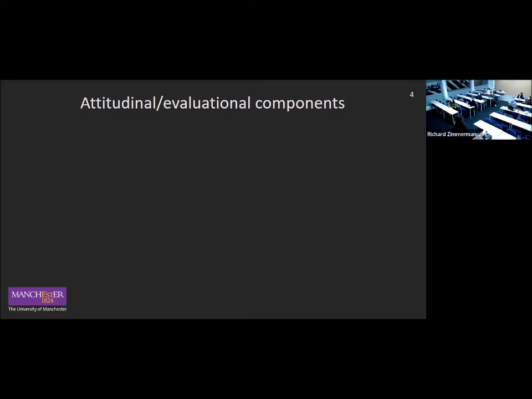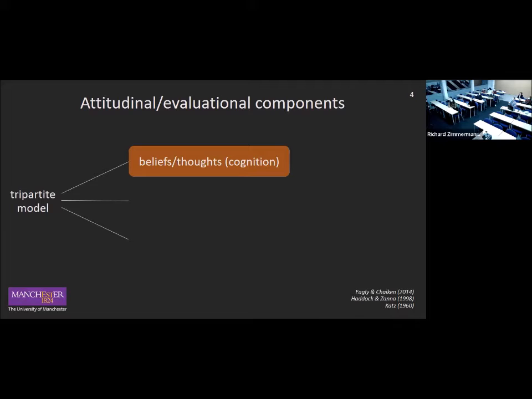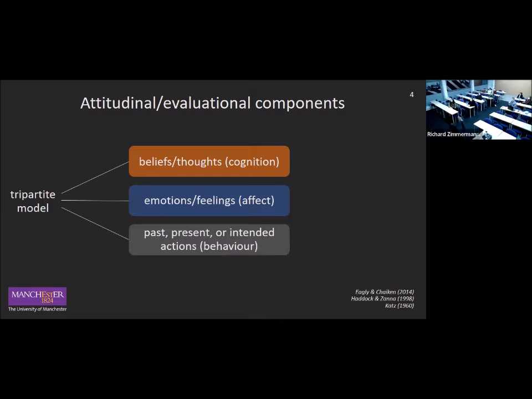researchers have come up with the tripartite model of attitudes, as they call it, because it's based on three parts. So they're saying that attitudes or evaluations are the beliefs or thoughts, the cognition, or the emotions and feelings, the affect, or the past, present, or intended actions, the behavior towards an attitude object. Now, it can be that it's only thoughts, or only emotions, or only behaviors, or all three.